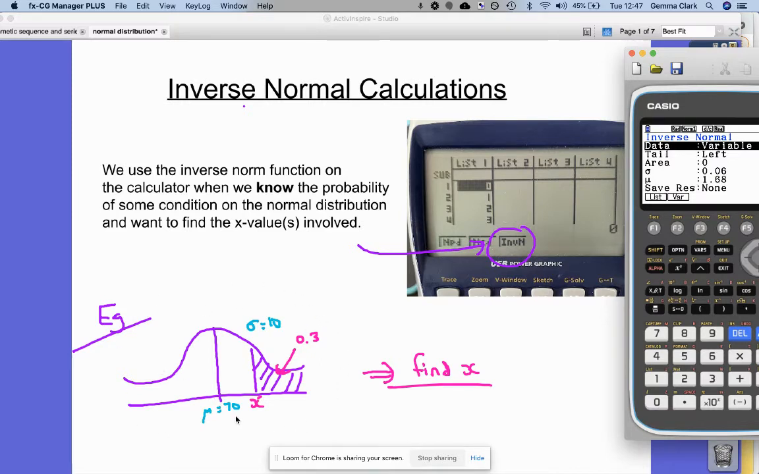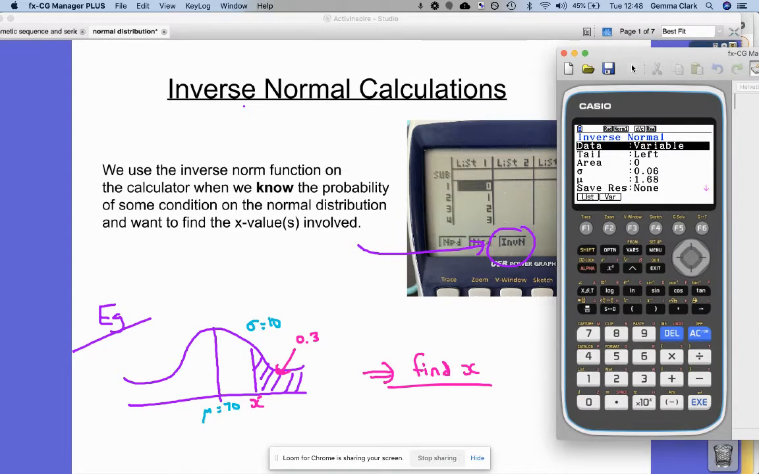And our job is actually knowing the probability, so actually knowing this 0.3 here, can we actually find the value of X here, this X value above which the probability of being bigger than X is 0.3. I hope that makes sense there.